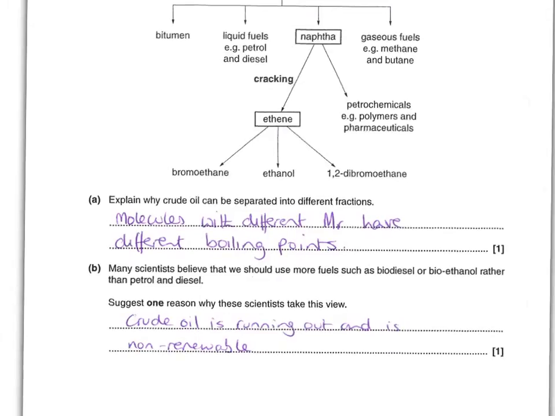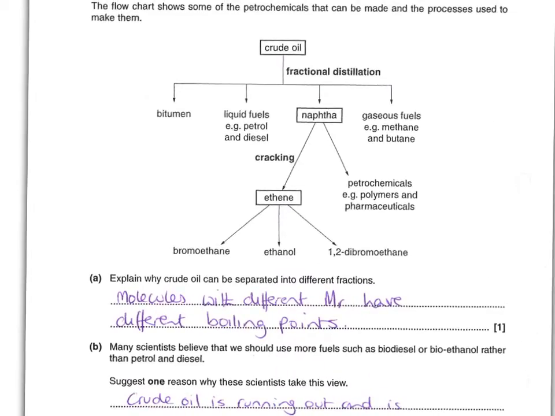The first question is about crude oil, and you have to explain why crude oil can be separated into fractions. So this is about explaining the reason why crude oil can be separated by this particular method, fractional distillation, and that works because different molecules have different boiling points. To make sure we cover everything on the mark scheme though, we say these molecules have a different size, MR, mass, different number of electrons, something like that, to indicate why they have different boiling points.